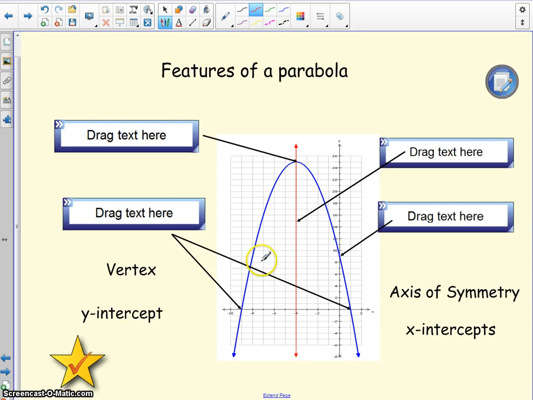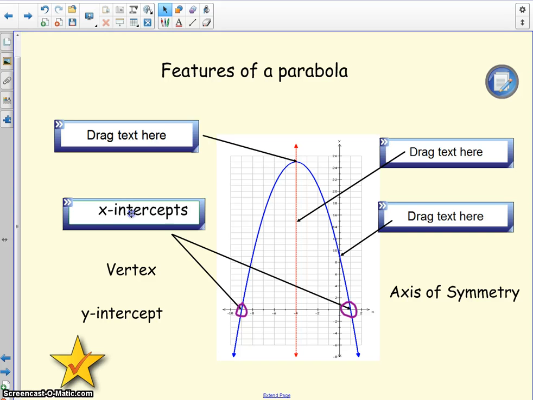Okay, so let's label these features now. Here's a graph of a particular quadratic. Let's label the key points. We've got our x-axis here in black, our y-axis here in black. The first thing we can find is our x-intercepts. This particular parabola crosses the x-axis twice, crosses it there and there. So there are two x-intercepts, which leads me to this label over here.